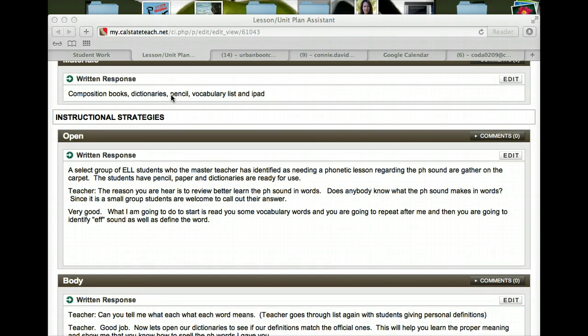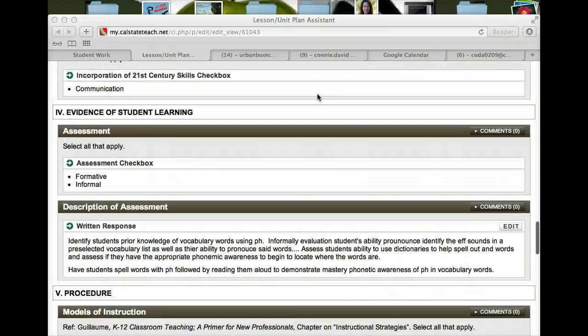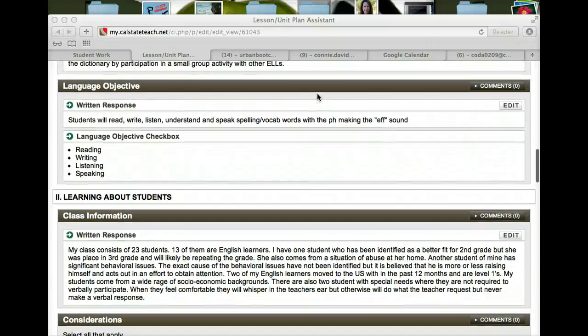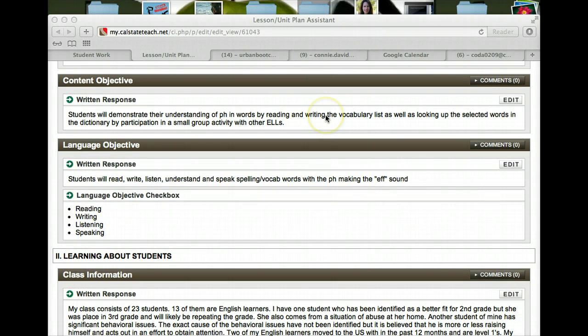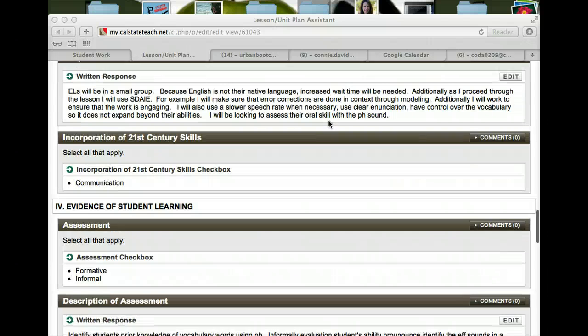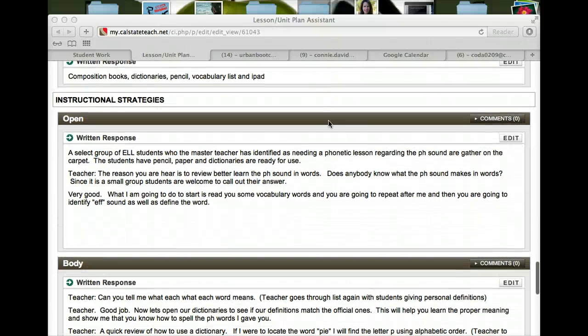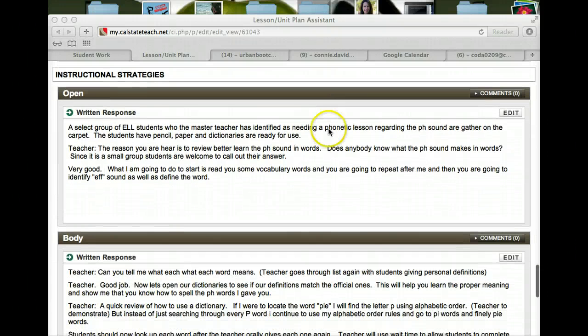Then what you're going to need is a composition book, dictionary, pencils, and a vocabulary list. It would really be helpful if you wrote down what the vocabulary words were so that I get an idea of what the words are. That's part of what you have. You can either put that up here in your objective: given the vocabulary list of XYZ words, students will be able to. Because I'm at a loss to understand what the vocabulary words are.